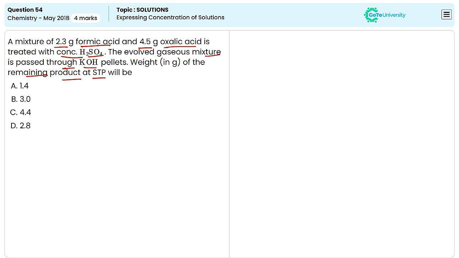Let's consider the first reaction, that is the reaction between formic acid and sulfuric acid. So they will produce carbon monoxide and water as the product. Sulfuric acid is a dehydrating agent, so the produced water can be absorbed by the sulfuric acid. So the remaining will be carbon monoxide in this reaction.